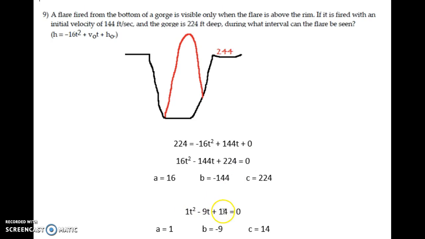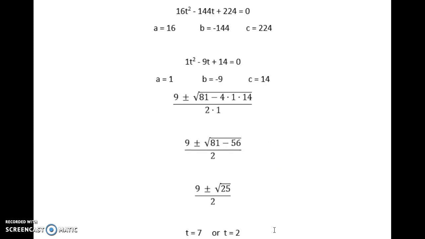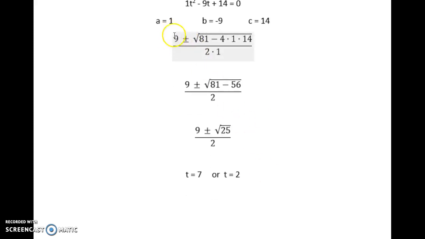This is what the left side changes to. 0 divided by 16 stays 0. So now I have an equivalent quadratic equation, and a, b, and c are much smaller. So let's plug a, b, and c here into the quadratic formula. And when you do that, you're going to get these results here, reduce it down, and you get to here. And then when you add the square root of 25, which is 5, 14 divided by 2 is 7, subtract it, 4 divided by 2 is 2.